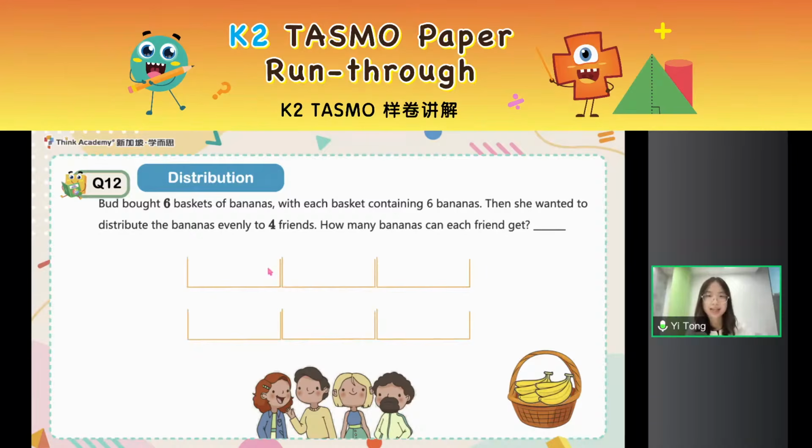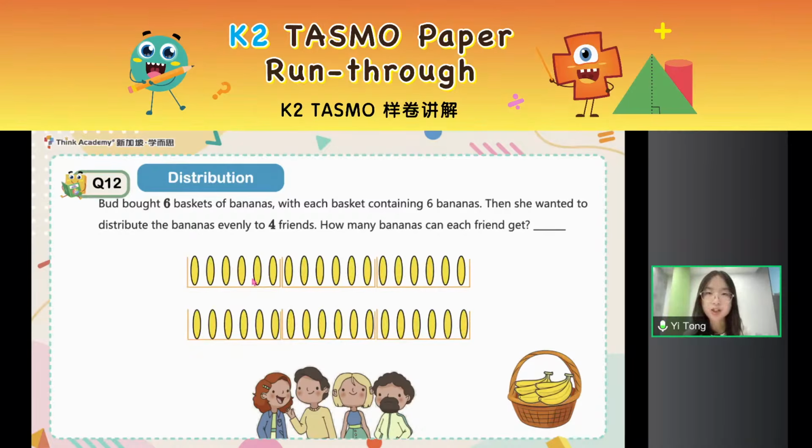6 baskets, 6 in each basket. And now we want to share them or distribute them evenly to 4 friends. Evenly means equally or fairly. Now, if we want to be super fair, we want to give our friends some names. Let's call them A, B, C, D.